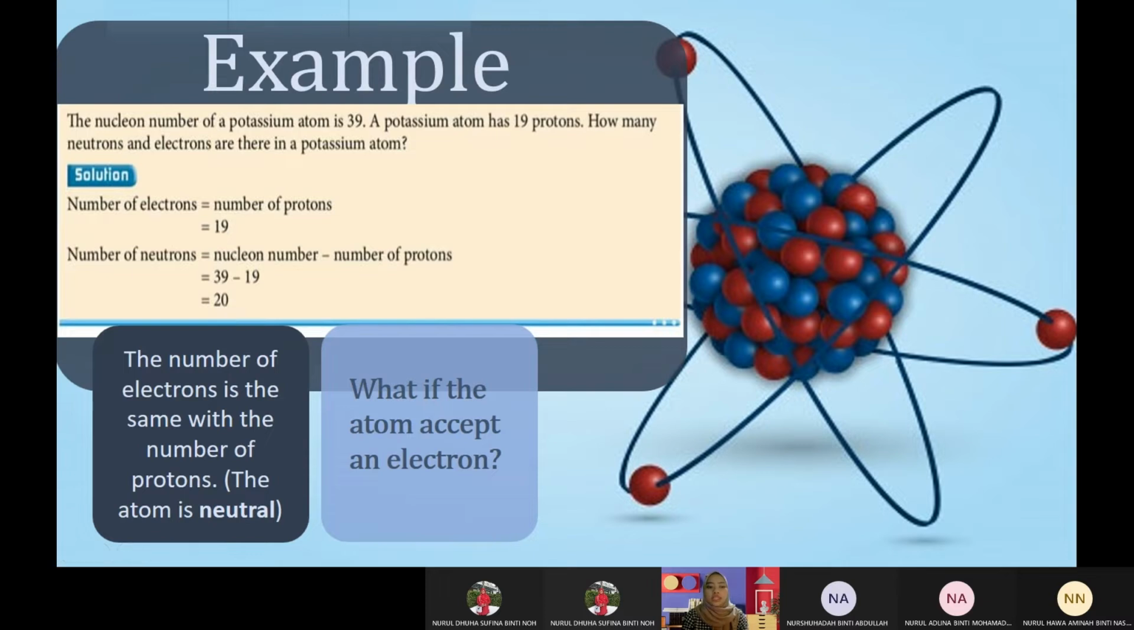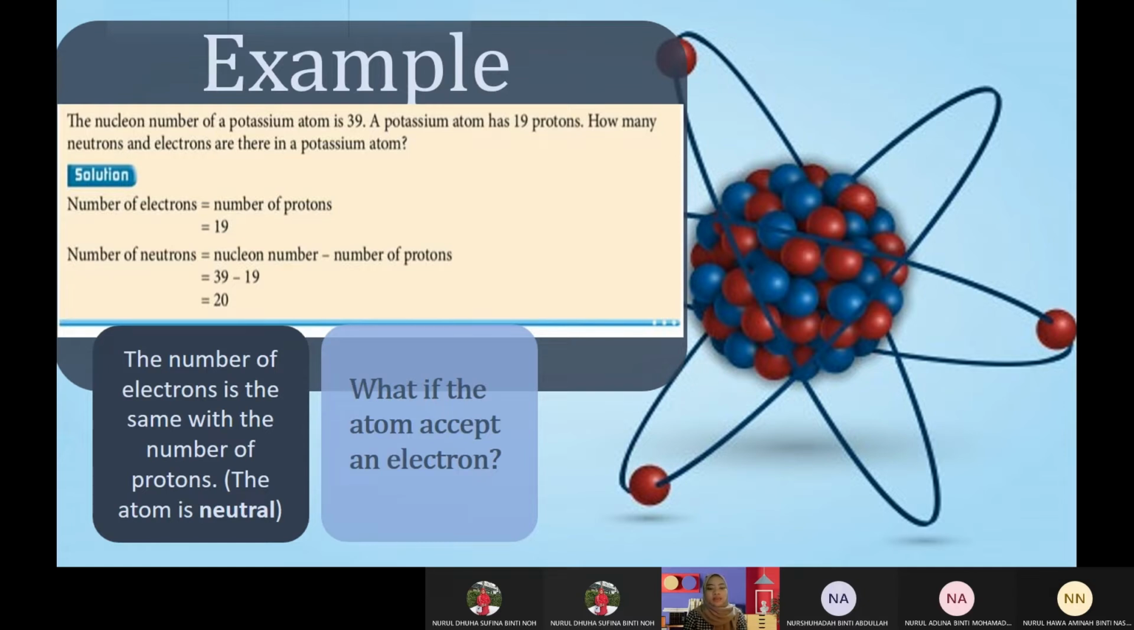Okay, the number of electrons is the same as the number of protons when the atom is neutral. But what if the atom accepts an electron? May I know the answer from Shohada? Yes, teacher. What happens if an atom accepts an electron? I think the atom will become an ion. Yes, very good, Shohada. Very good.